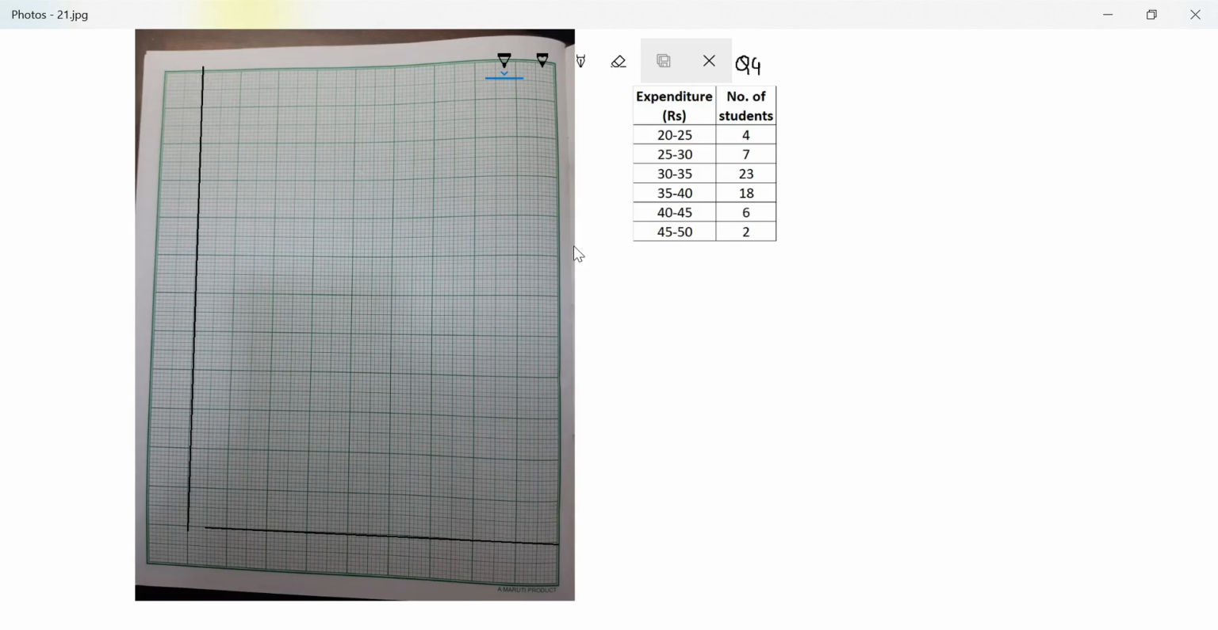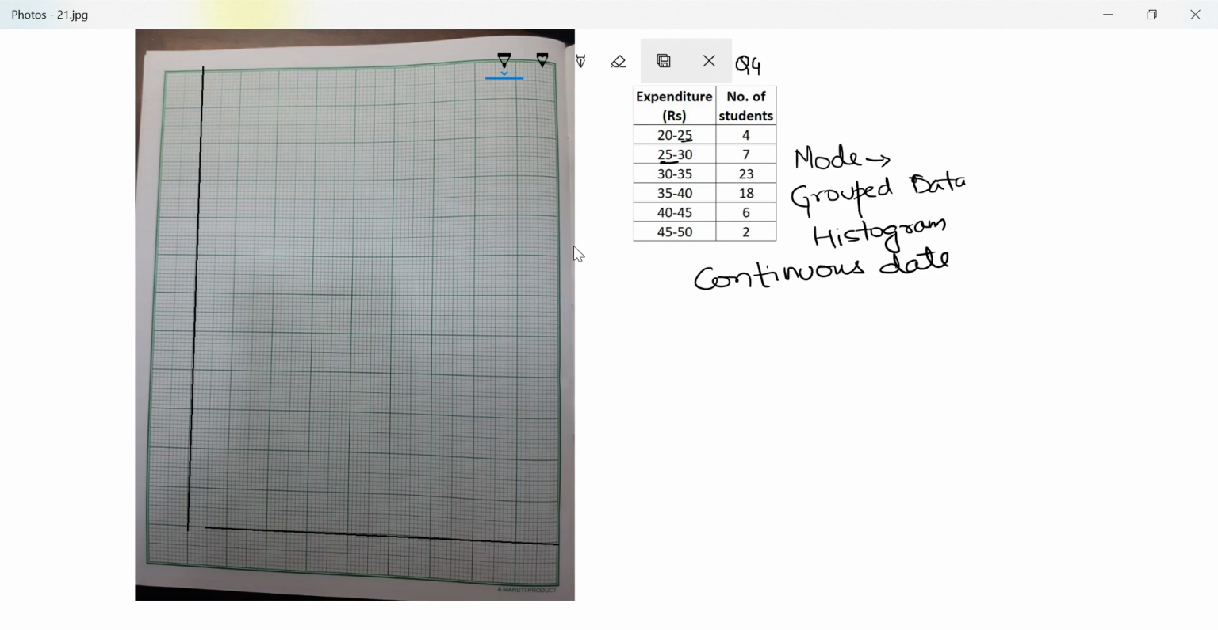Hi guys, let's do the last question of this exercise, which is question number 4. This is basically when you need to calculate mode for grouped data. For calculating mode for grouped data, we need to create a histogram. And to create a histogram, you need continuous data. The data in this specific question is already in the continuous form. The upper limit of one and the lower limit of the next is exactly the same.